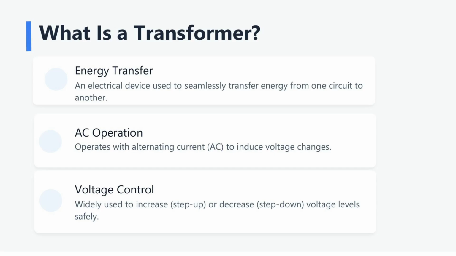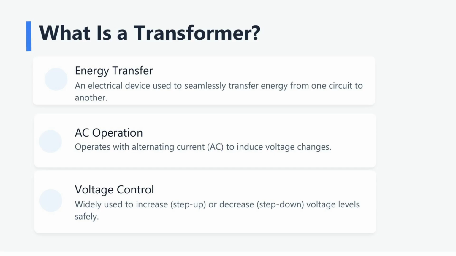Why AC? Because transformer operation requires a changing magnetic field. Alternating current continually changes magnitude and direction, creating the changing magnetic flux necessary to induce voltage in another coil. A transformer can therefore change voltage without requiring a direct electrical connection between the primary and secondary windings.